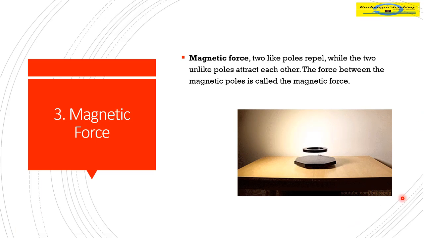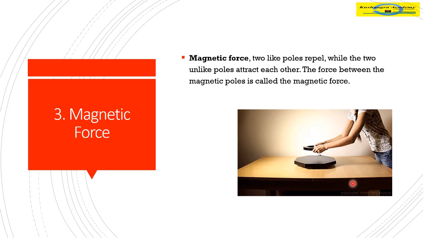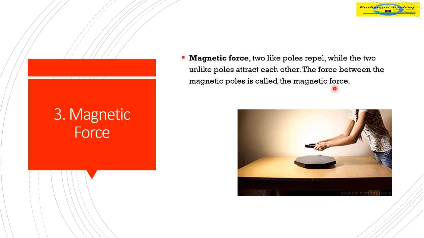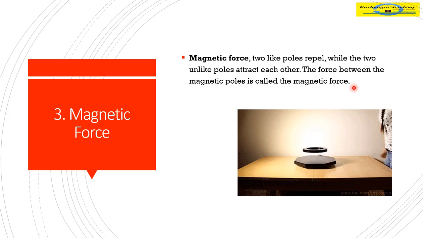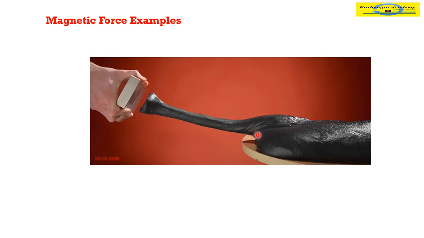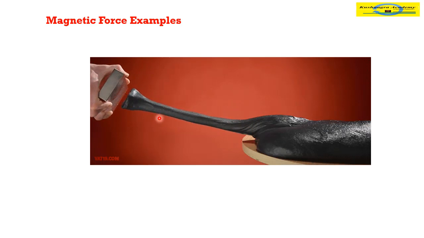Magnetic force: there are two magnets with the same poles facing, so one is held on top of the other without anything being in touch. So what is a magnetic force? Like poles repel while unlike poles attract each other. The force between the magnetic poles is called magnetic force. There are many applications which can be done using these forces. Another example, we can see how the shape is changing. This is made with iron filings, and this is a strong magnet, and we can see that it is getting attracted.